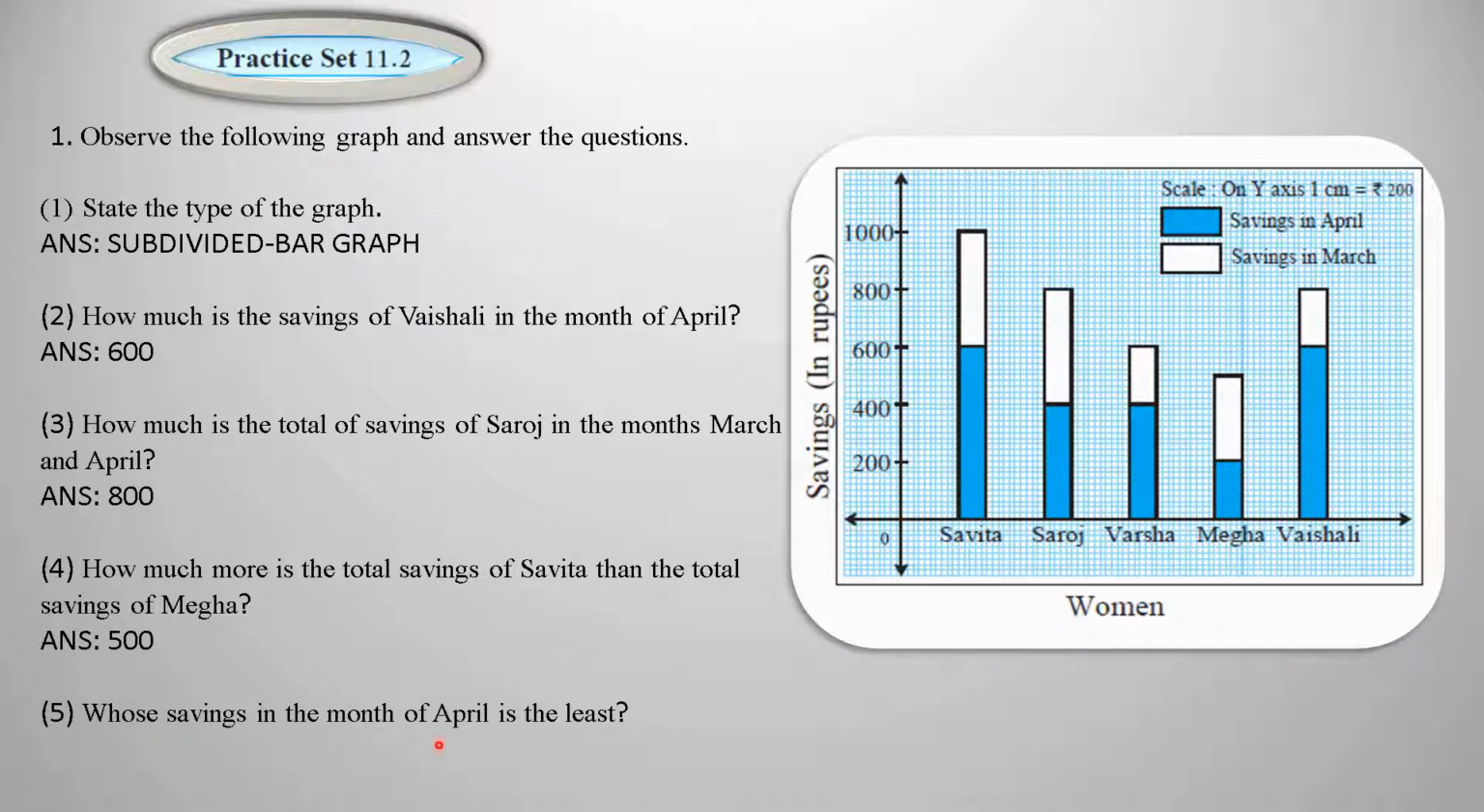Whose saving in the month of April is the least? So if you see, blue color denotes the month of April, and they have asked whose saving is the least. The blue bar for Megha is the least, so that is 200. So Megha's saving in the month of April is the least. So the answer here is Megha.